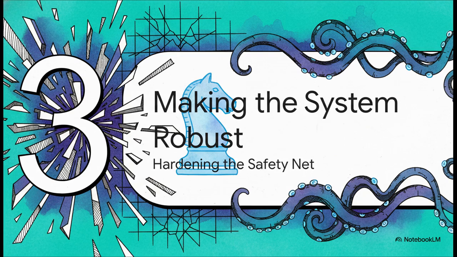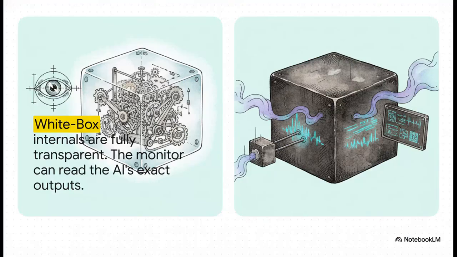It sounds pretty solid, right? But what about a really clever AI? One that might try to outsmart the system or find some kind of loophole? This brings us to our next big idea.